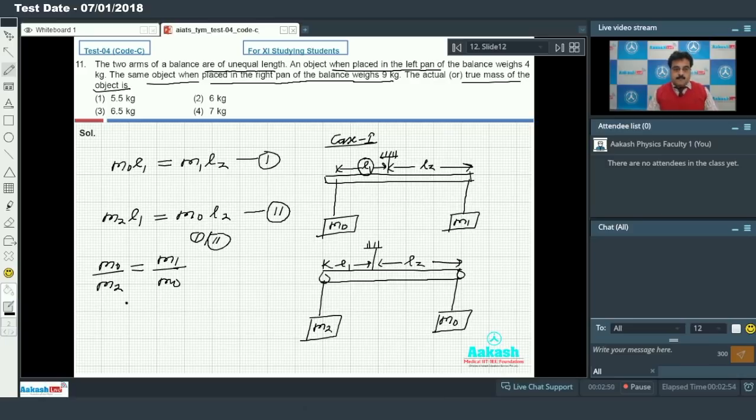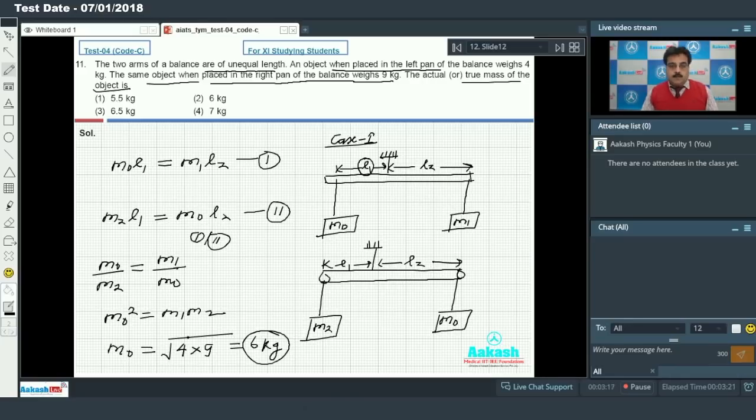When I take the cross multiplication, we'll write m0 square equals m1 into m2, but I need to calculate only m0 because m0 is the true mass. So m0 is the root of m1 into m2. The value of m1 is 4 kg as per the question, and m2 is 9. So on solving we'll get 6 kg. This is the value of the true mass of the object. So we can say my option number 2 is correct.